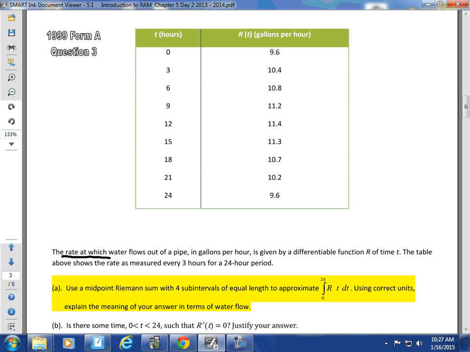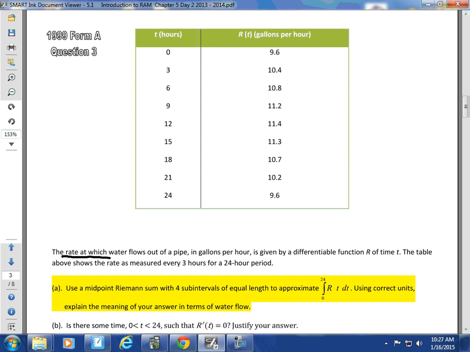To 12, and then R prime of T becomes negative 15 to 24. Problem is, we don't know that it stayed positive throughout this whole interval. We only have selected values. Maybe at time 2, this was actually 8.4. Right? We don't have all that information to say conclusively that it stayed positive. But here's what we do know.